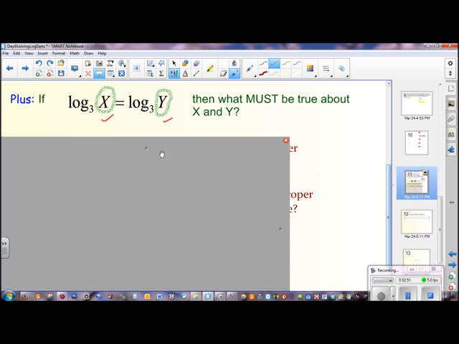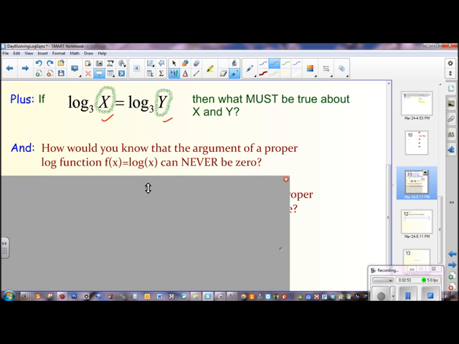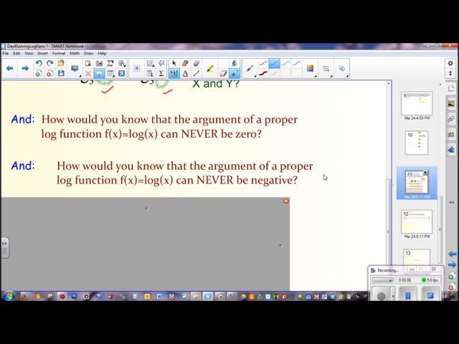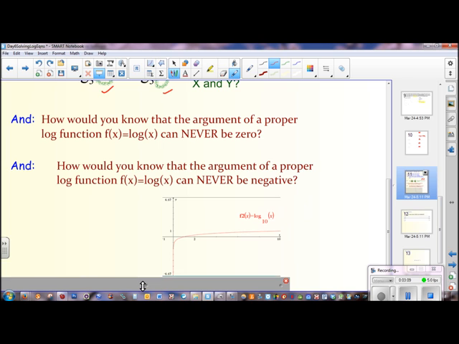Moving on down our page. How would you know that the argument of a log function can never be 0? And a question that goes right along with that, how would you know that the argument of a log function can never be negative? Well, one of the first ways that you can know that is by taking a look at your basic log function. I've graphed for you a log base 10 of x, and if you look at this function, you know that it does not exist in quadrant 3, it doesn't exist in quadrant 4. For that reason, we know that we won't ever be putting in any negative x values into that argument. The function doesn't exist there.